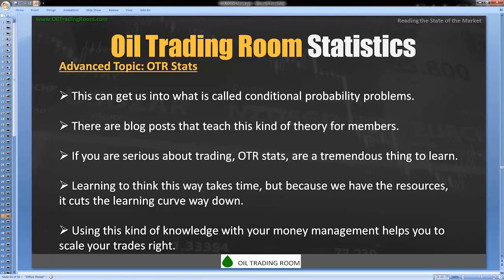This can get us into what's called conditional probability problems. We just discussed that. There are blog posts that cover this kind of theory for members, and resources there. If you're serious about trading, OTR stats are a tremendous thing to learn. It'll take you some time, though. This kind of thinking is not natural to humans.